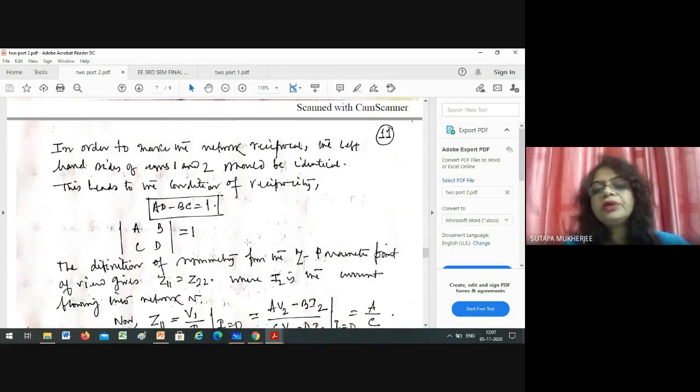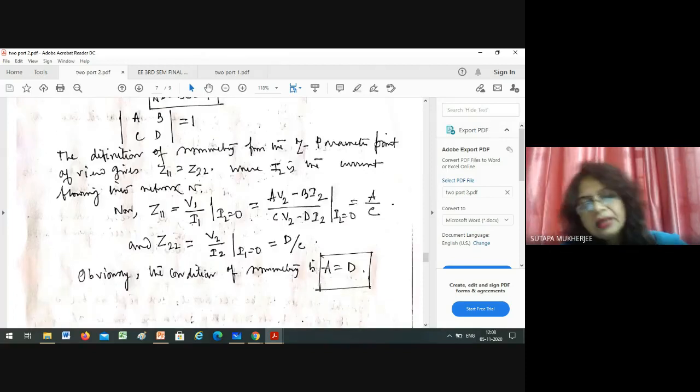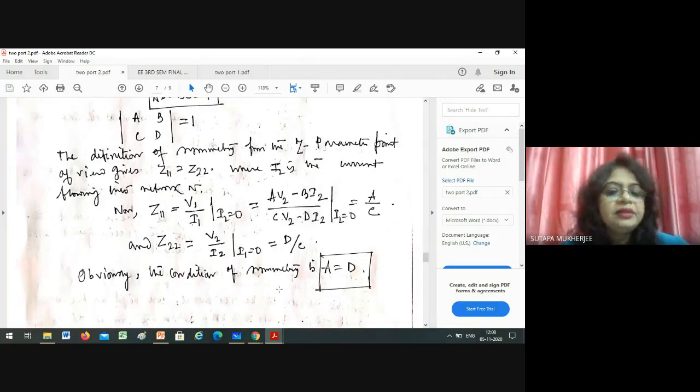So if a circuit is given and you are told to determine the value of the ABCD parameters, that is the transmission parameters, initially you determine all of them, and after that you check whether reciprocity and symmetry hold. If AD minus BC equals 1, you can say the reciprocity condition is available, and if A equals D, then the symmetry condition holds.